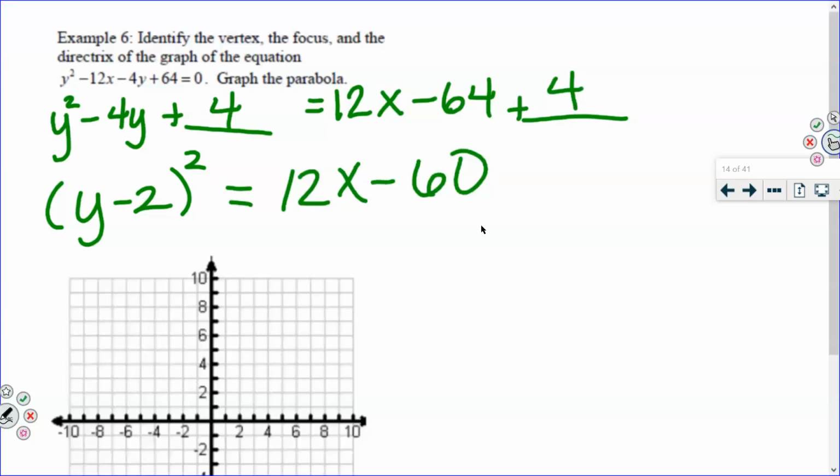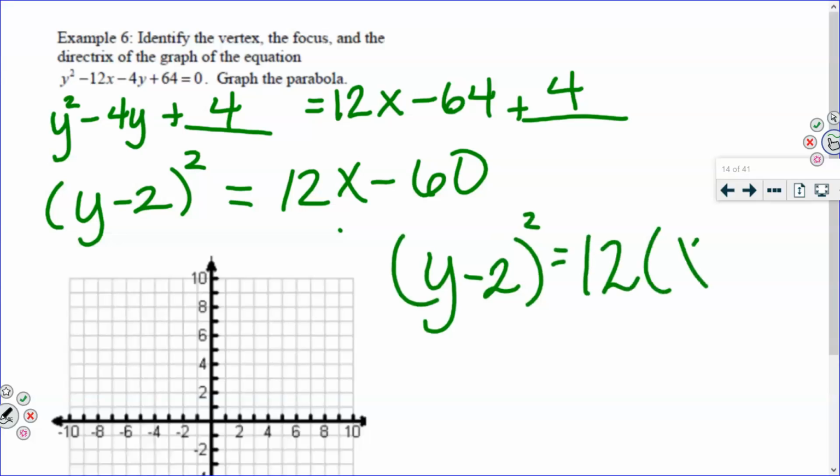So this is almost in standard conic form. You guys have your squared term, and then you have to factor out your focal width, which is hiding out. What can you take out of 12x and 60? And remember, when we were factoring, I said you had to keep your variables positive if you could. So I'm going to factor out a +12 because that's going to keep my x positive. That's it.